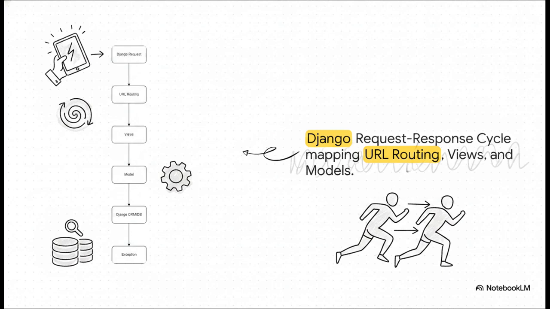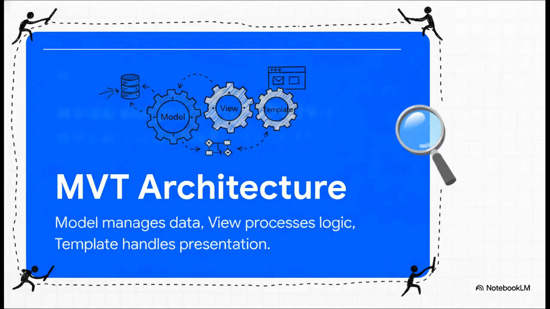A web request comes in, hits the URL routing to figure out where to go, triggers a view to process the logic, pulls data from the model in the database, and finally returns a visual response right back to the user. And that entire relay race is governed by what Django calls the MVT architecture. That's model, view, and template. The model manages your data, the view handles the control flow and logic, and the template takes care of what the user actually sees. This setup champions something called loose coupling, which basically means you can tweak one piece without breaking the whole shebang. It keeps your app incredibly modular and super easy to maintain.